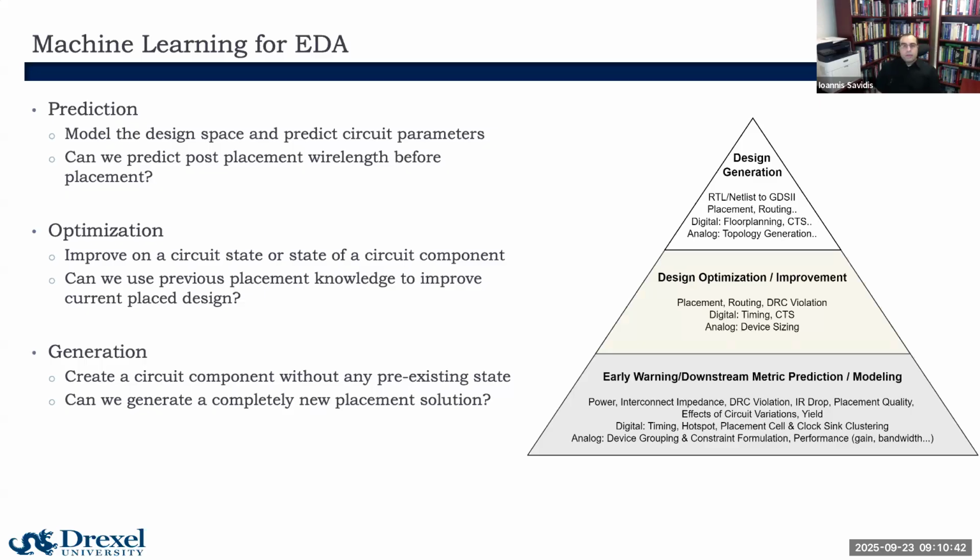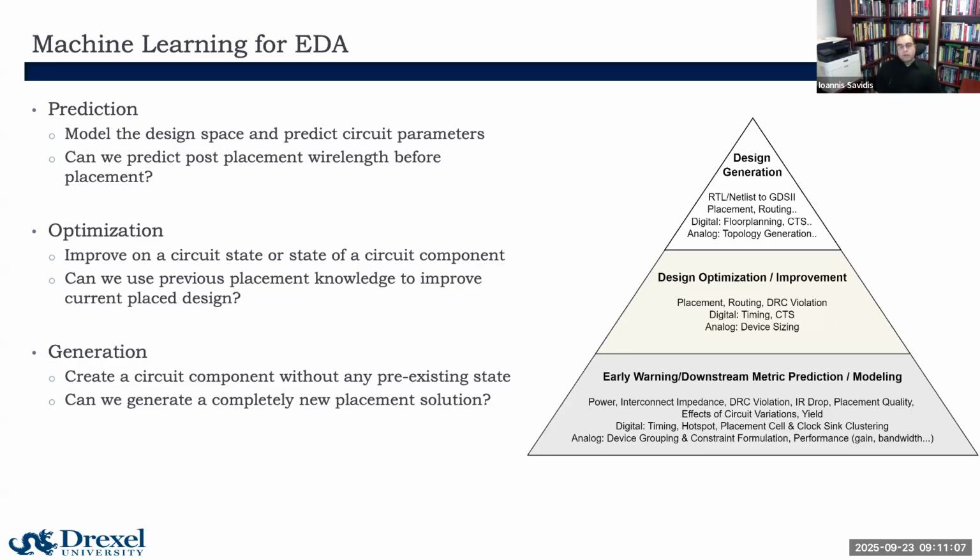At this level, ML models for the design space are used to predict circuit parameters. For example, we can predict post-placement interconnect capacitance before actual placement of transistors. This predictive capability helps designers anticipate potential performance impacts and makes proactive adjustments to the design of a circuit.